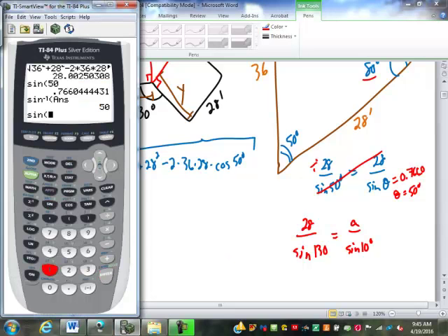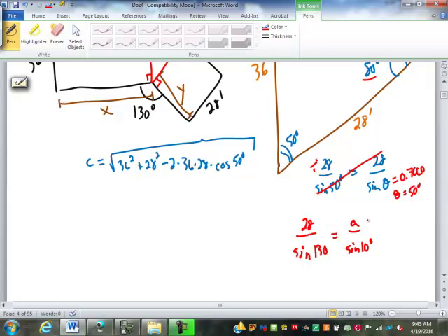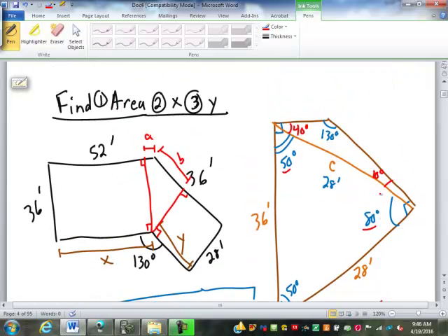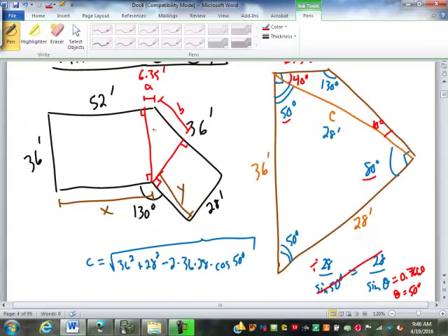So sine 130. Oops, wrong way. Let's do the sine of 10 times 28 divided by the sine of 130. That gives 6.35 for A. So this is 6.35 feet here.